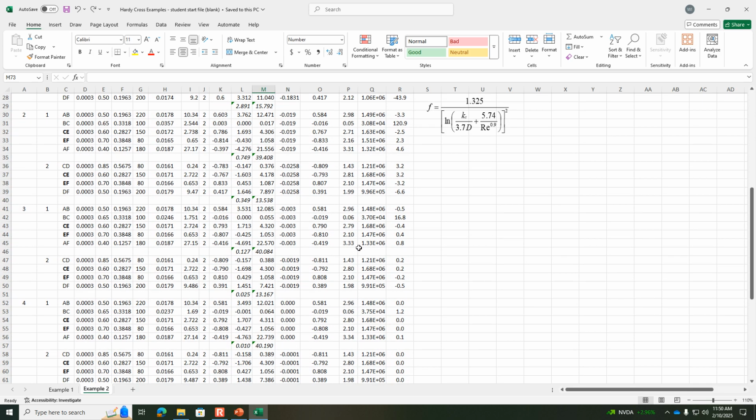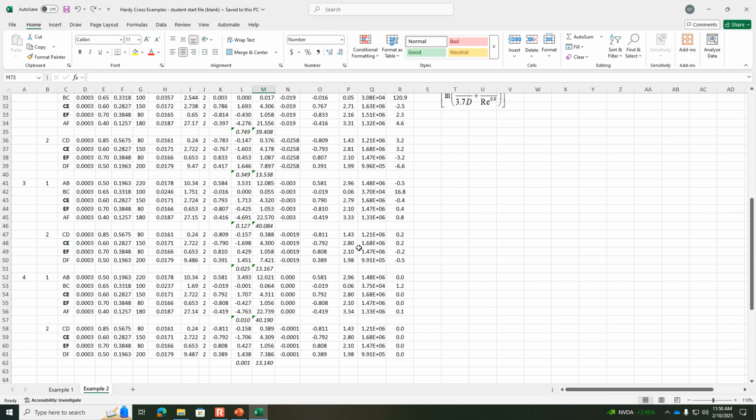Lots of opportunities for error. I really like troubleshooting these spreadsheets, and so if you can't quite get yours to converge like this one, bring it by my office during office hours, and I'll help you find the mistake. I like going through spreadsheets. So I'd love for you to have a good working example to use as a basis for your homework assignment.